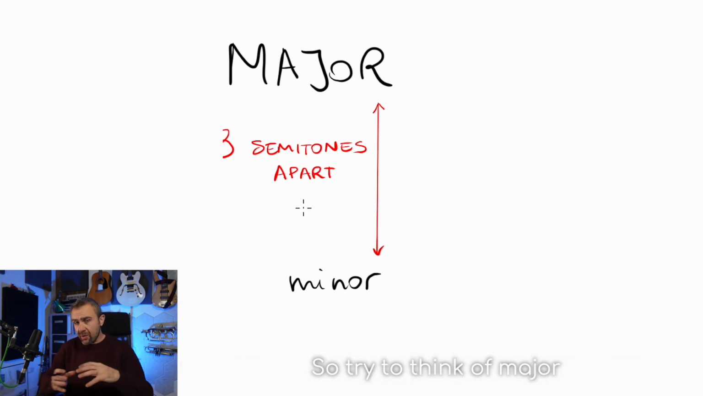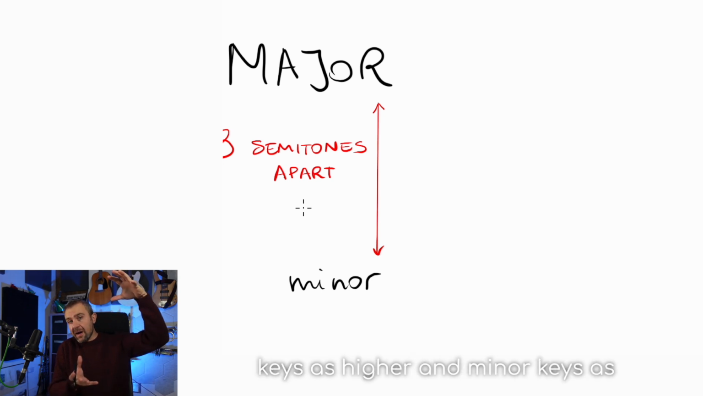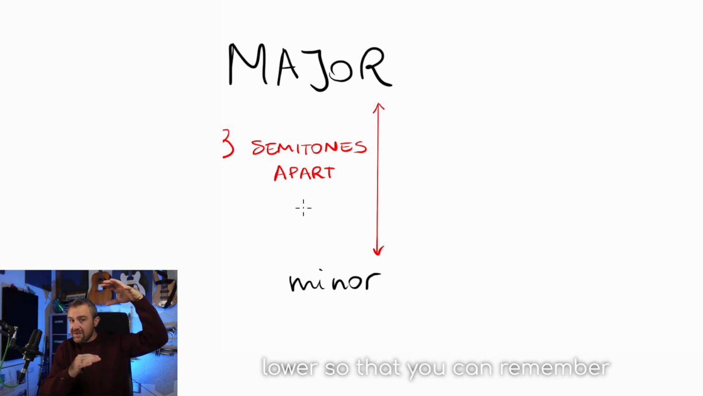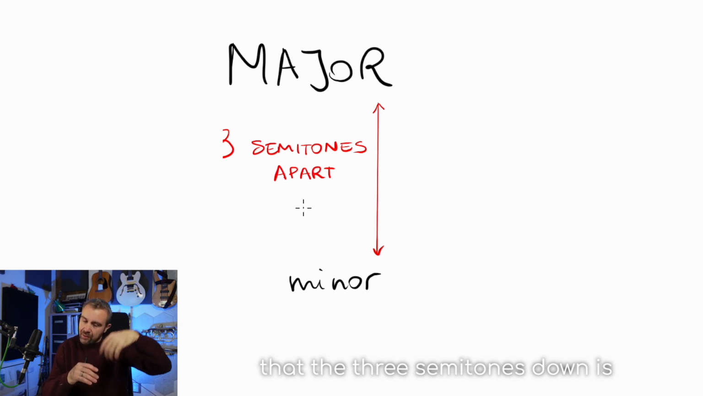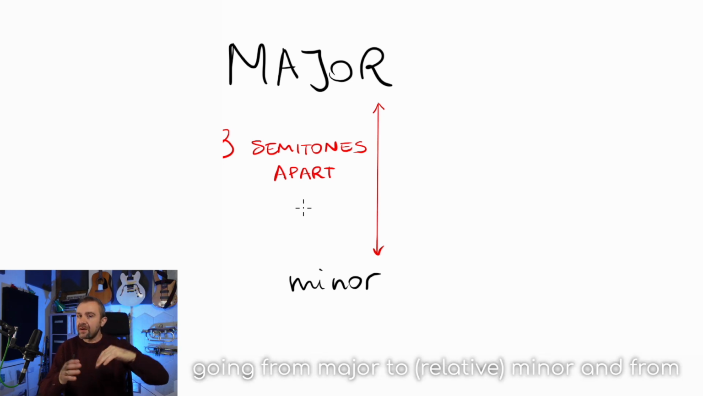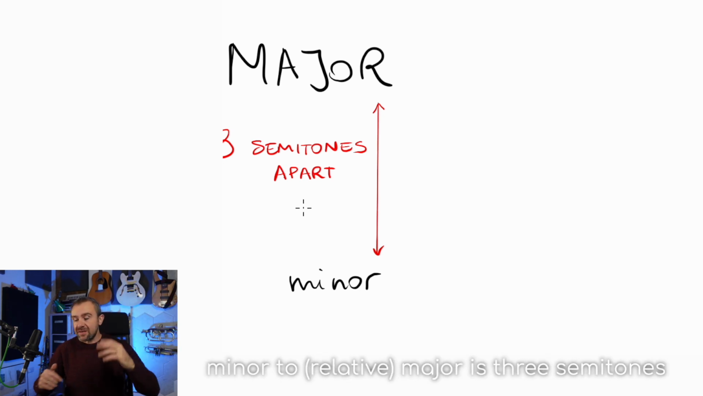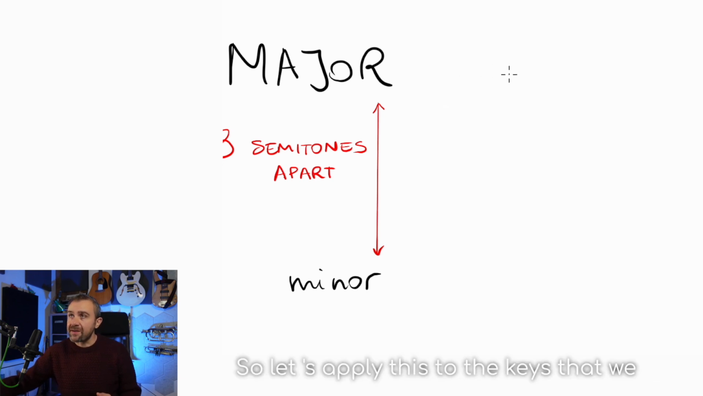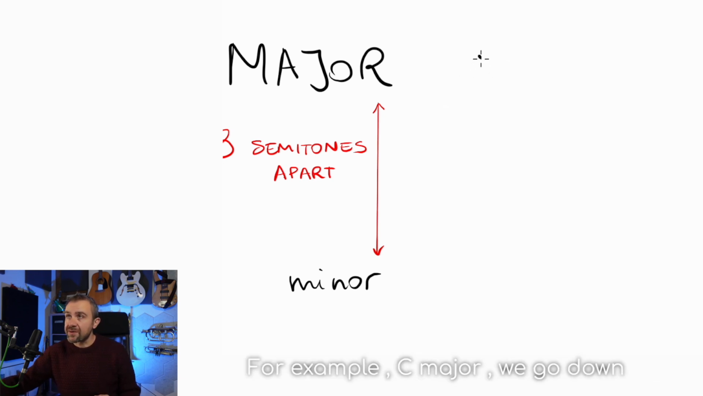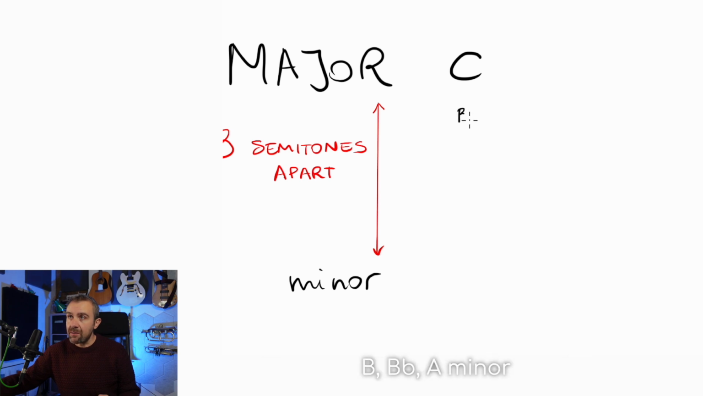So try to think of major keys as higher and minor keys as lower, so that you can remember that the 3 semitones down is going from major to minor, and from minor to major is 3 semitones up. So let's apply this to the keys that we know. For example, C major, we go down 3 semitones, which would be B, B flat, A minor.